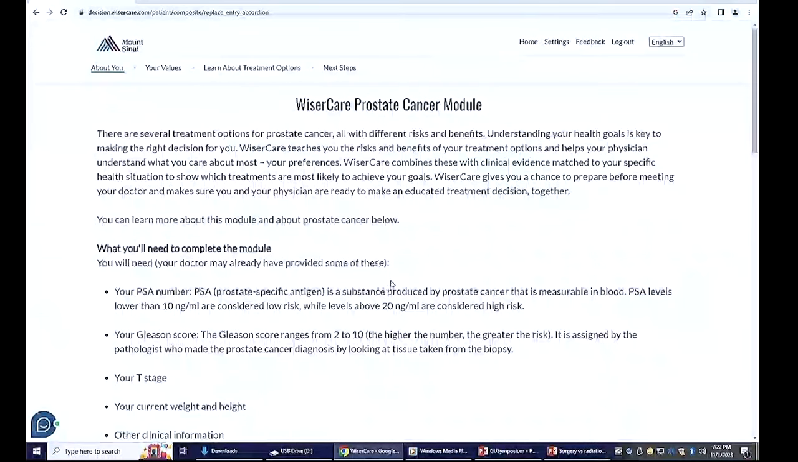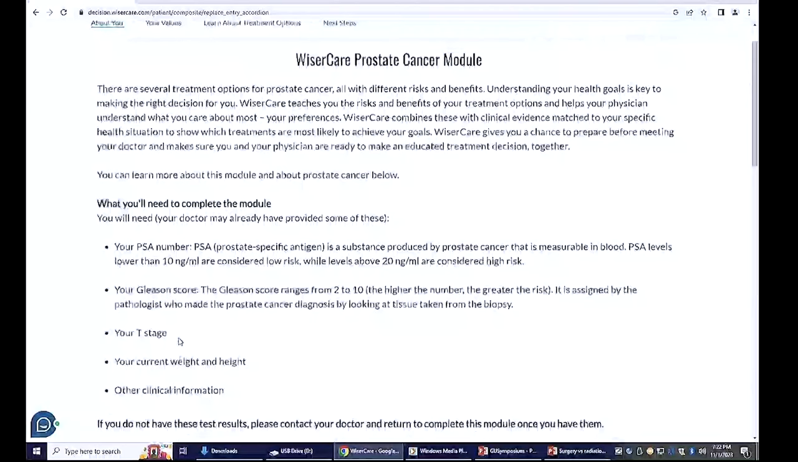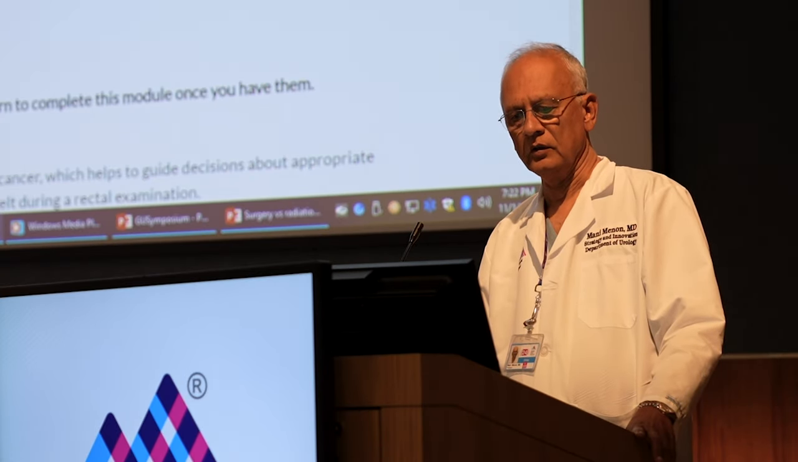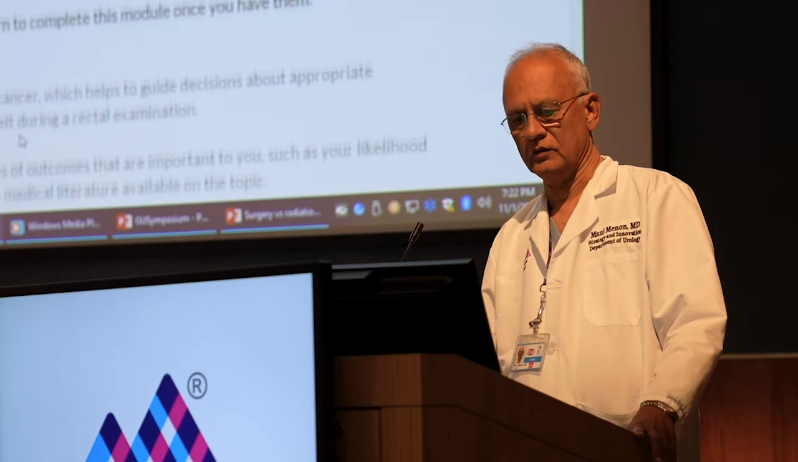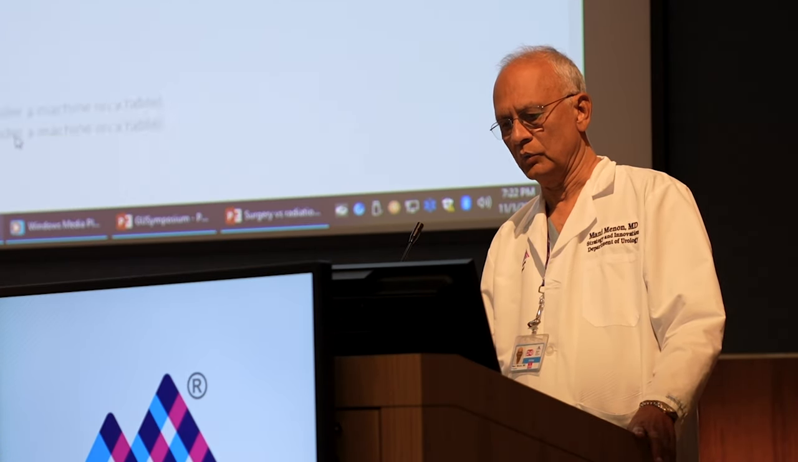Somebody asked, what is it that we need to counsel you? We need to know what your PSA is. We need to know what your Gleason score is, what the pathologist read on the biopsy. We would like to know your T stage, that is, is the cancer confined to the prostate, or on rectal exam or on MRI, has the cancer spread beyond the prostate? And we would need your weight and height, and if you have a bleeding tendency or something like that, we would need to know that.